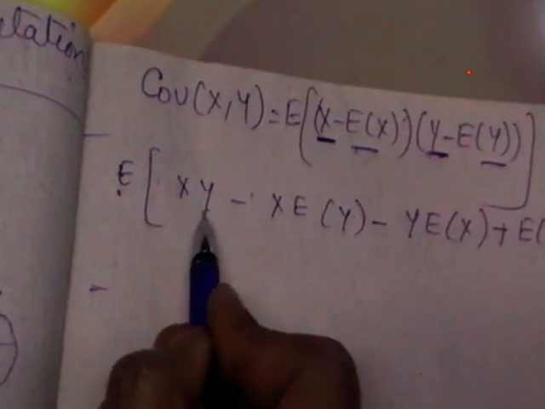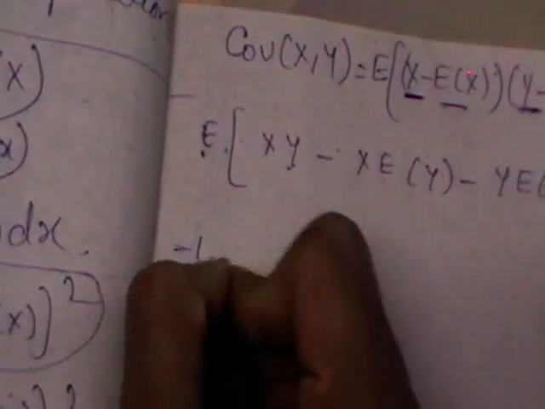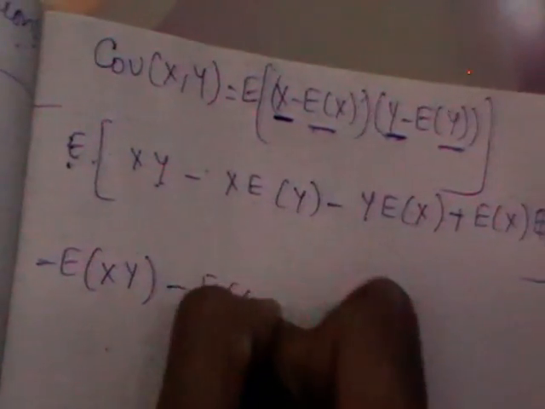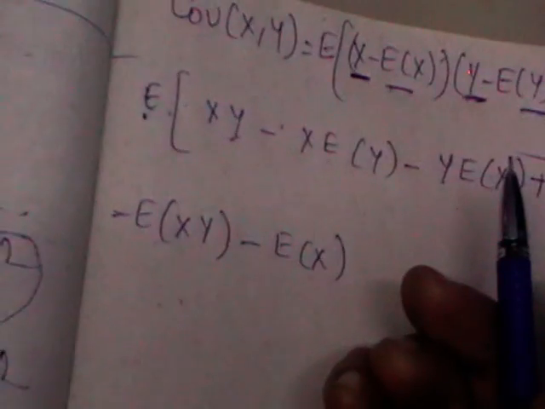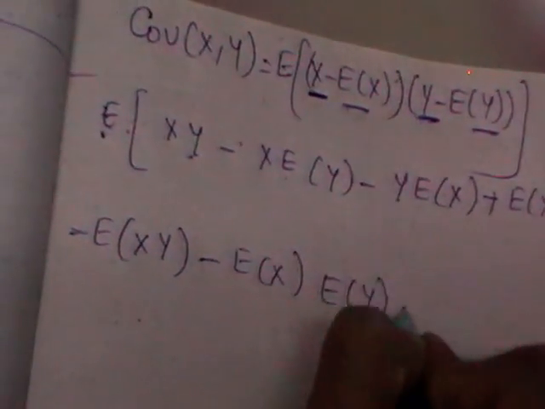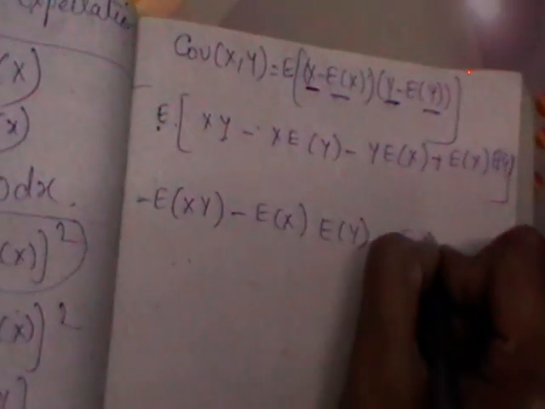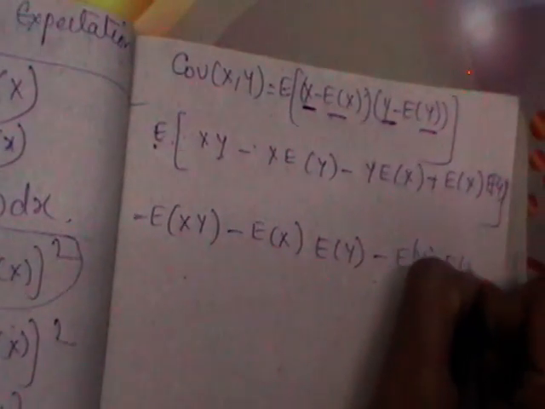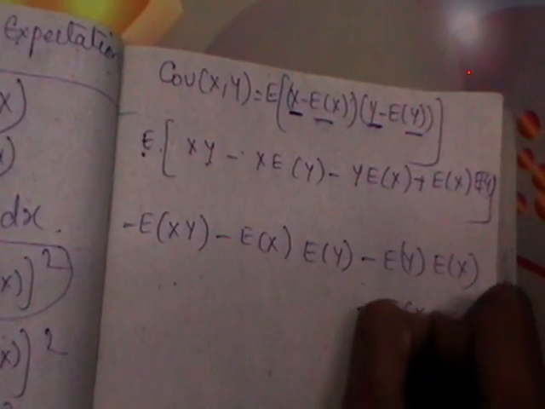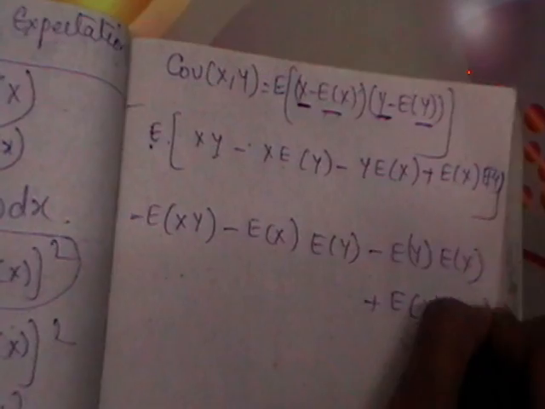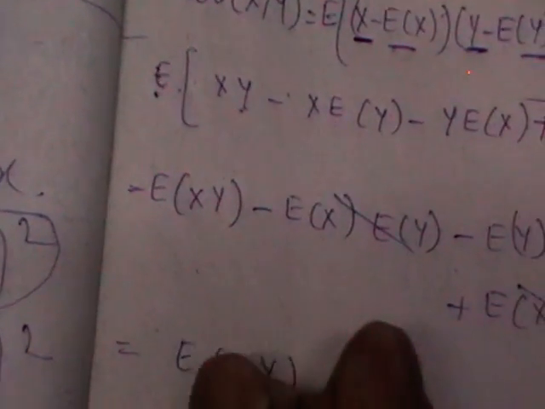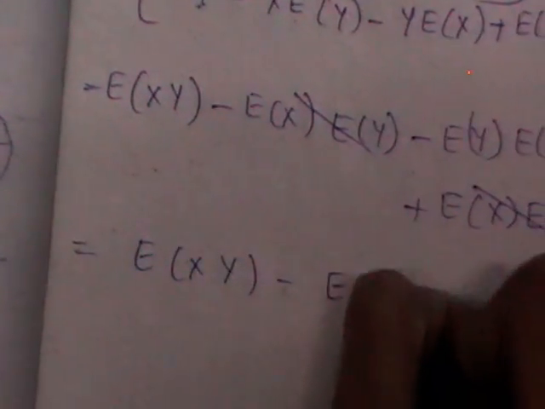We can take expectation to each and every term, then you will get E of XY minus E of X into E of Y, minus E of Y into E of X, plus again E of E of X into E of Y. I said that E of E of X is the same as E of X, you won't get E square. One term cancels. You will get E of XY minus E of X into E of Y.